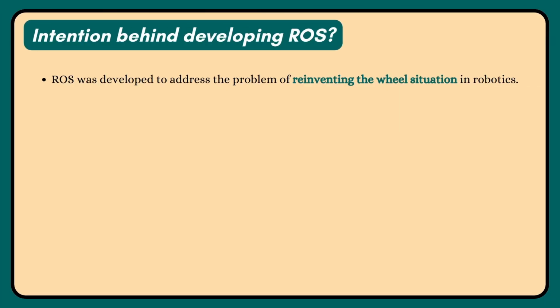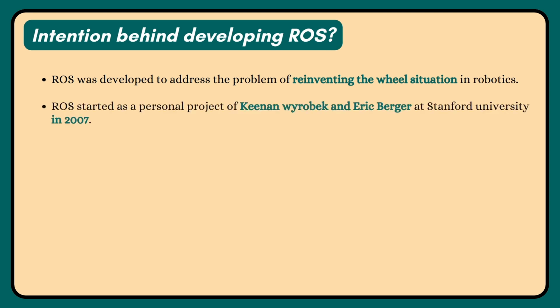Now, to understand exactly why ROS was developed, it is important to know what was the problem faced so that they had to develop ROS. ROS was developed to address the main problem, that is the reinventing the wheel situation in robotics, which means when they had two robots and one program was working on one robot, and to complete the same task using another robot, they had to build everything from scratch for that specific robot. That's the way they were reinventing the wheel again and again for each robot, which was not a good practice.